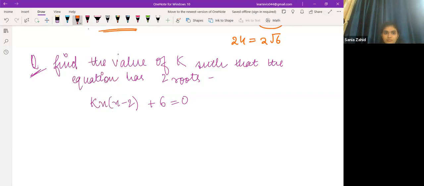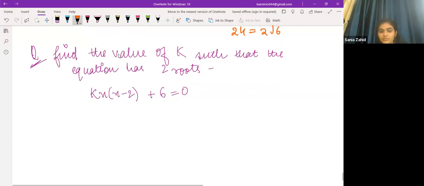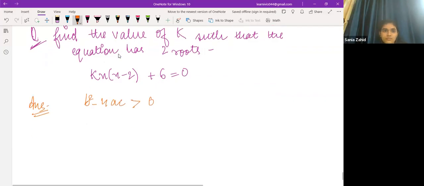Ma'am, I'm confused. Yes, Abdul. Umair, do you know the solution? Yeah, tell us the solution. So if the polynomial has two roots, then b square minus 4ac should be more than 0. Okay. So 2 square minus 4 into 6 into k should be more than 0. Has two equal roots actually.